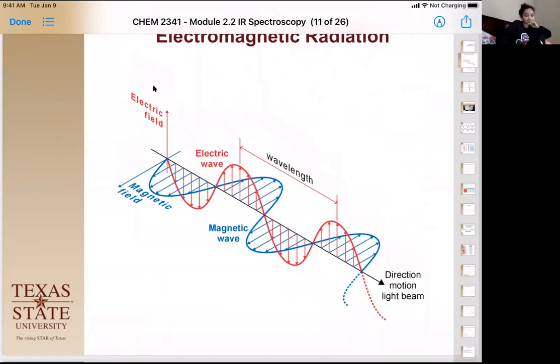So did you see this slide here? This slide shows you that every type of light will have an electric component, which is orthogonal to the magnetic component. In this particular case with IR, we're going to look at that electric wave, and we need to have an understanding of that. And we'll use that magnetic field when we do proton NMR in a later chapter.